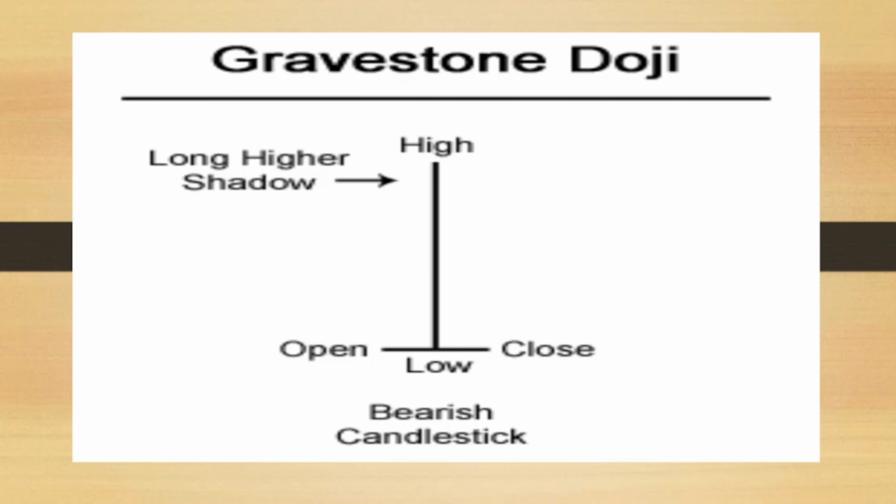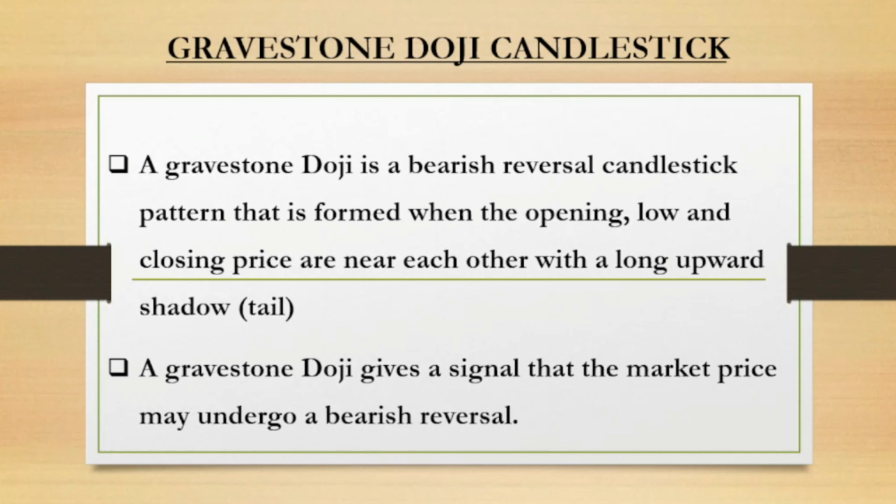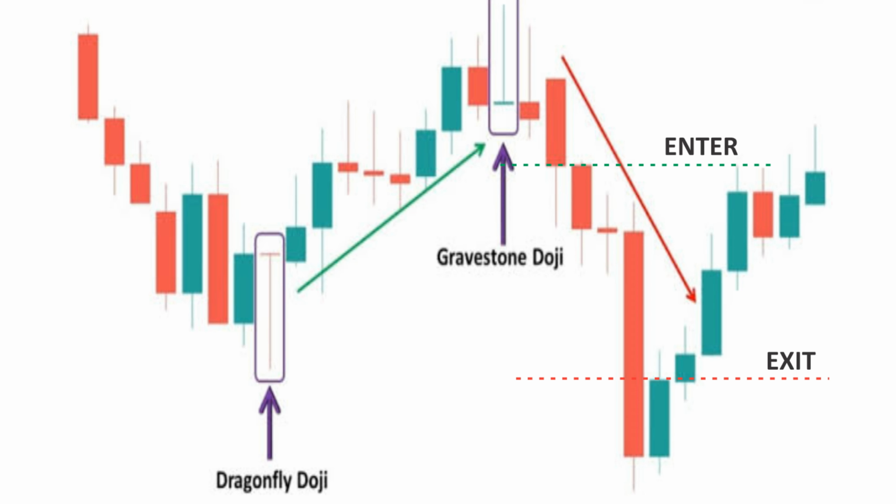Now let's look at number 2, the gravestone doji. A gravestone doji is a bearish reversal candlestick pattern that is formed when the opening, the day low, and the closing price are at the same level with a long tail pointing upward. A gravestone doji gives you a signal that the market price may undergo a bearish reversal. So, like I said before, you must confirm it with 1 or 2 candlesticks, then you can enter your trade.